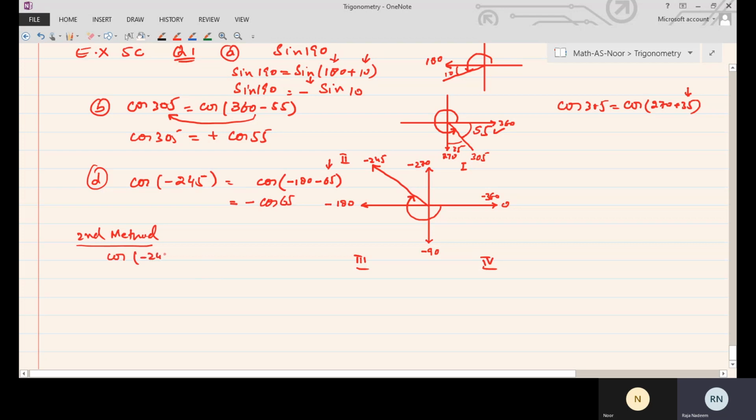There's a small addition to this same part. I'll call it the second method. Once you find the quadrant of minus 245, if I ask you to find the general angle, can you tell me what the general angle is?